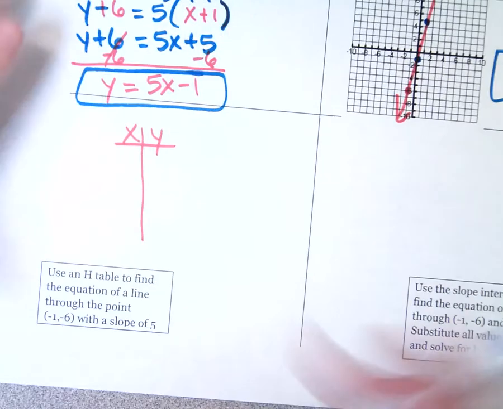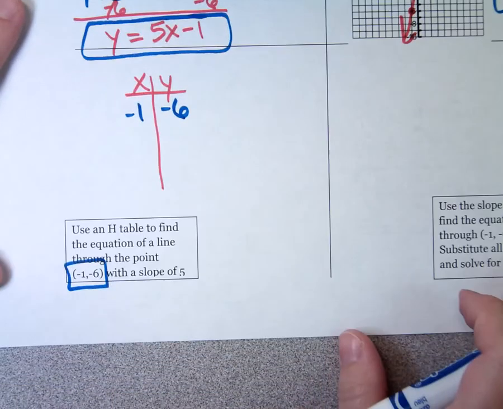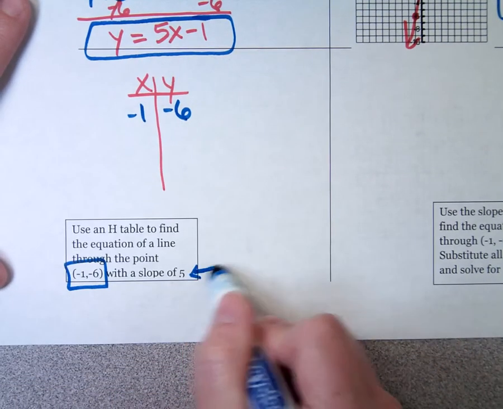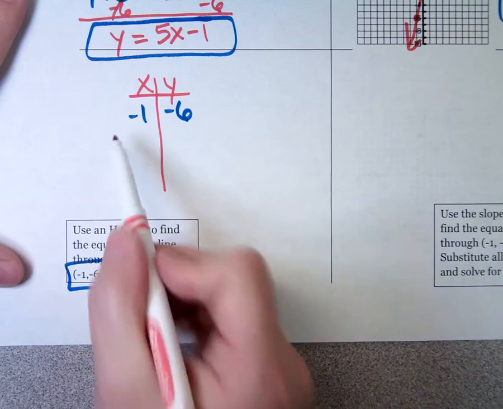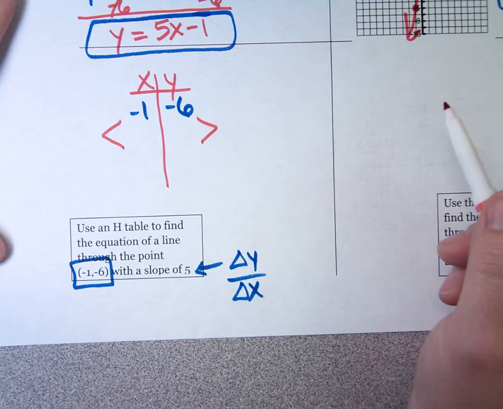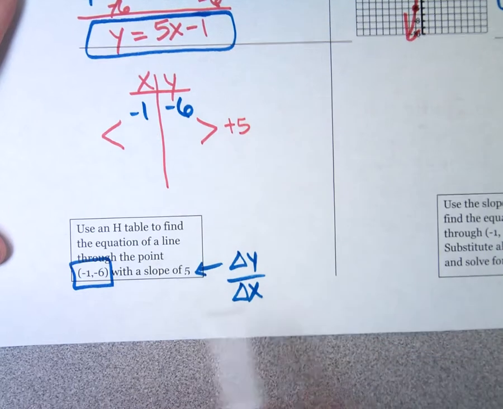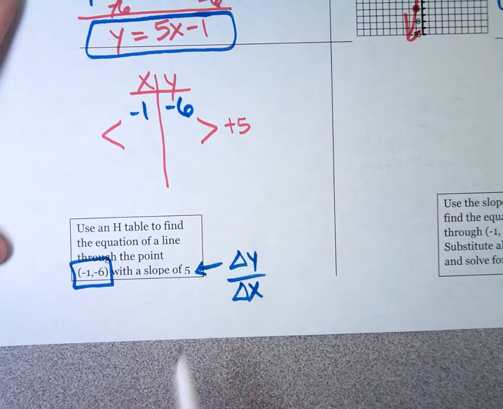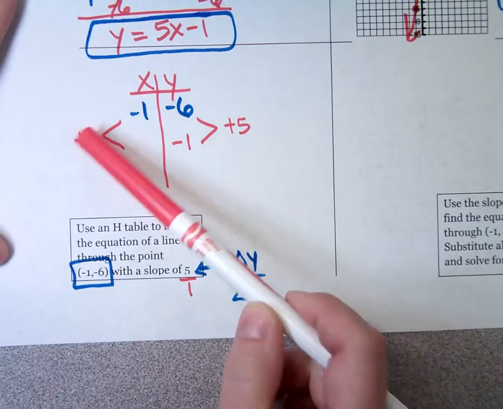Okay, so first thing I'm going to do is put the point negative 1, negative 6 in the table. And then when it says the slope is 5, remember that's the change in the y over the change in the x. So I'm going to do this little guy. What's the change in my y? The change in my y is 5, and it's a positive 5, so I'm going to put a plus 5. So what's negative 6 plus 5? Negative 1. And then what's the change in the x? The change in the x is a 1. You just don't see it there. And it's a positive 1, so I'm going to put plus 1. And what's negative 1 plus 1?